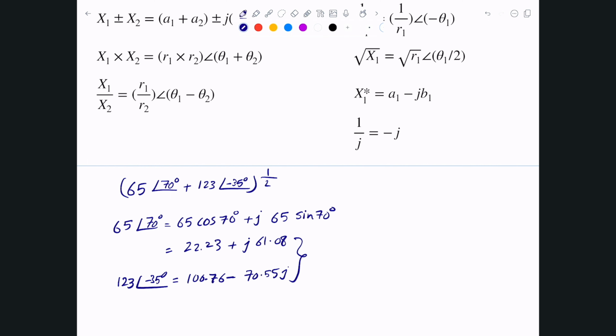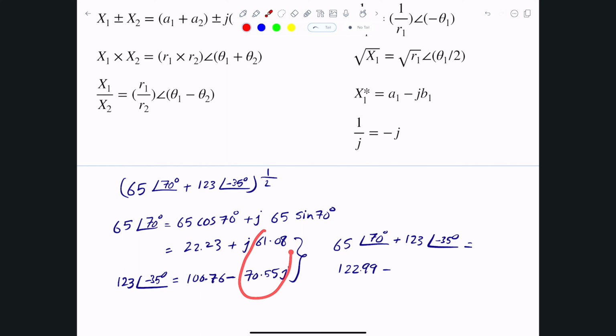So now you can take these two in here and you can add them. So the addition should be basically, if we add 65 at 70 degrees plus 123 at negative 35 degrees, what we have is the following. We have to add these two in here, so we get 122 point something, or maybe 123. Okay, it's 122.99. And then here what we do is we add the b's, and the b's is 61 and 70. Actually, this is negative 70, so it's basically negative 9 something. So negative 9.47J. So this is the result of summing these.